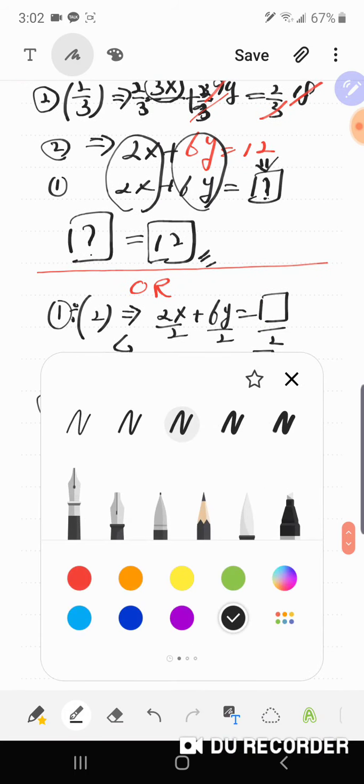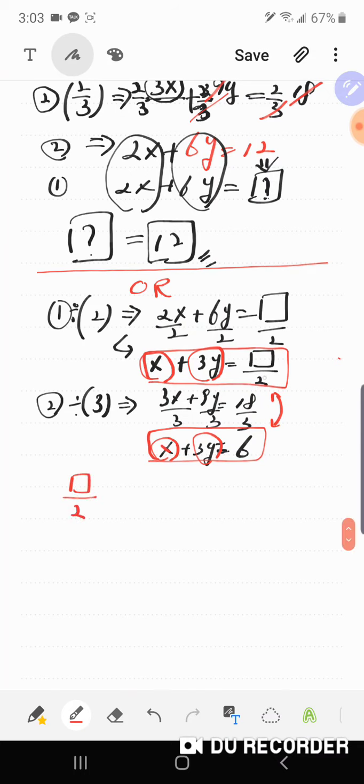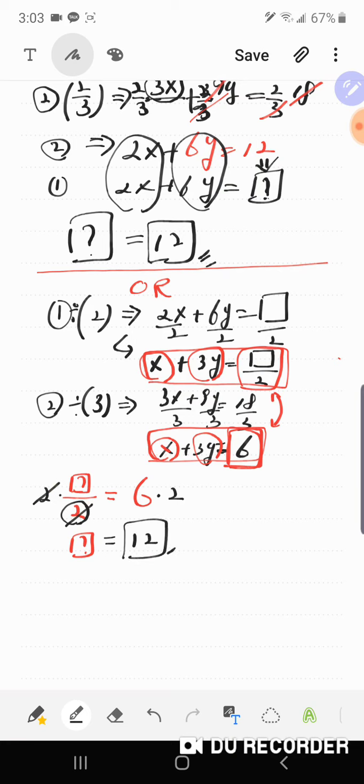In this case we have two equations here, one equation and another equation. As you can see, here is the x term, 3y, 3y. This means the right side of each equation must be equal. The right side of the first equation is question mark over 2. It has to be equal to 6. Then multiply both sides by 2, the 2 cancels out. The question mark is 12. So this is the answer.